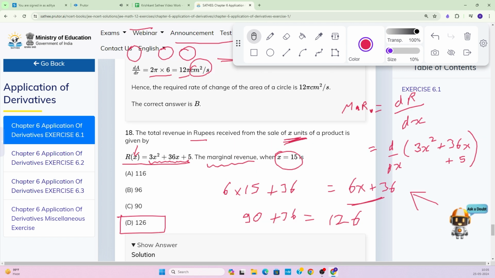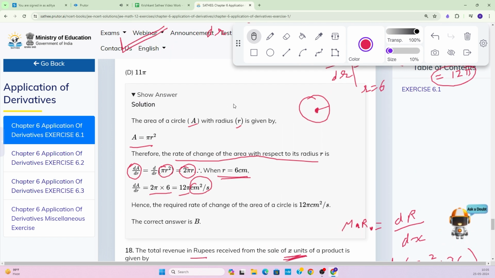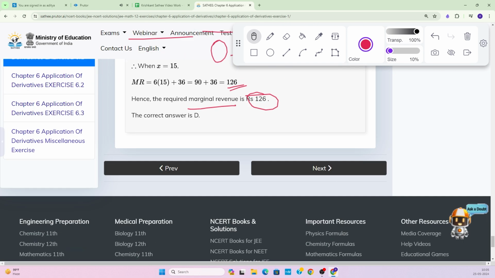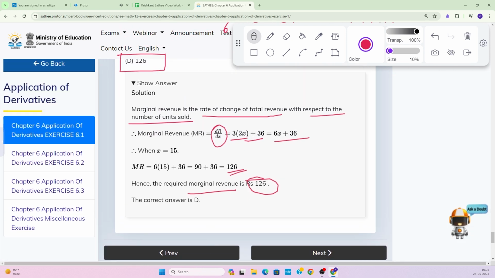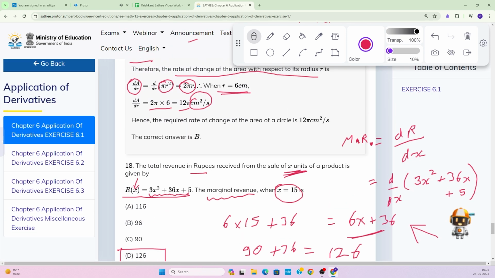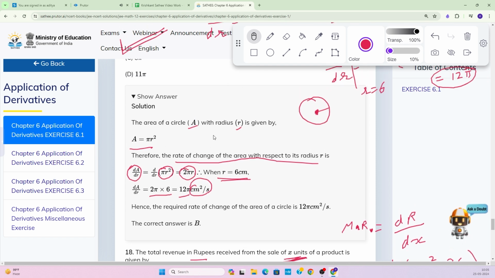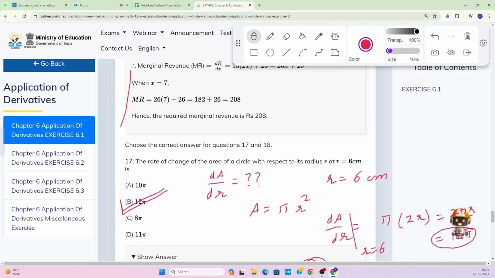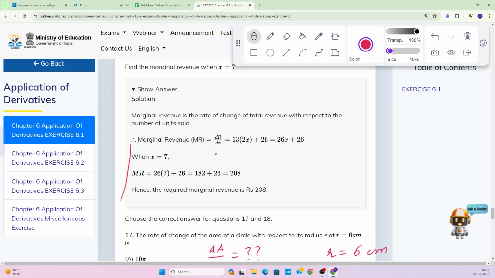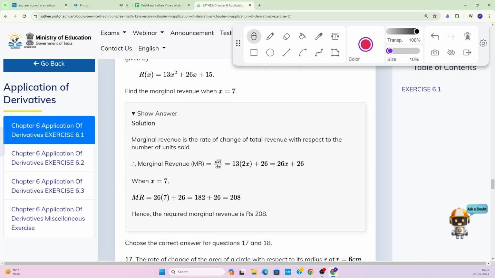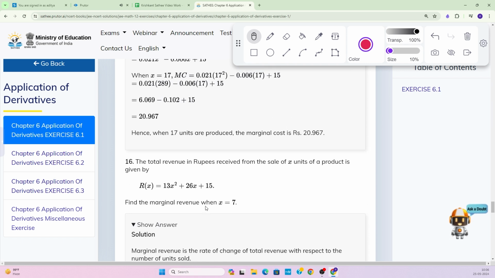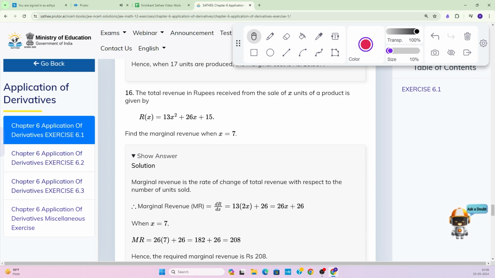Please keep in mind what marginal revenue and marginal cost are. This we have already defined. I hope that these questions are very clear to you. Okay, clear?